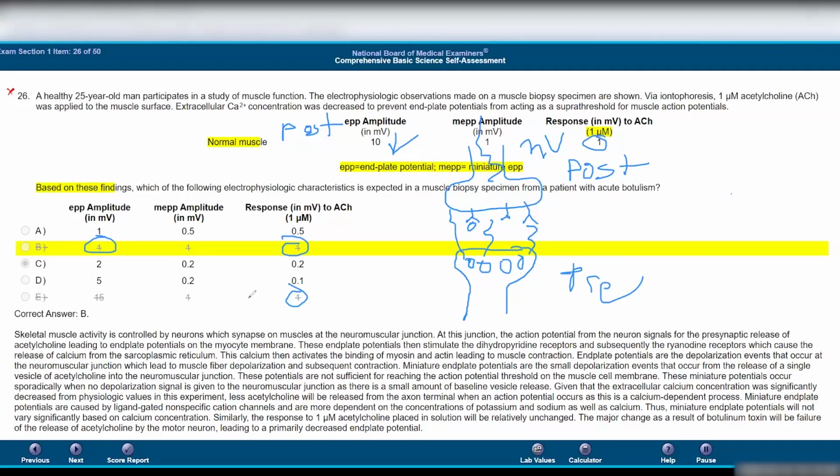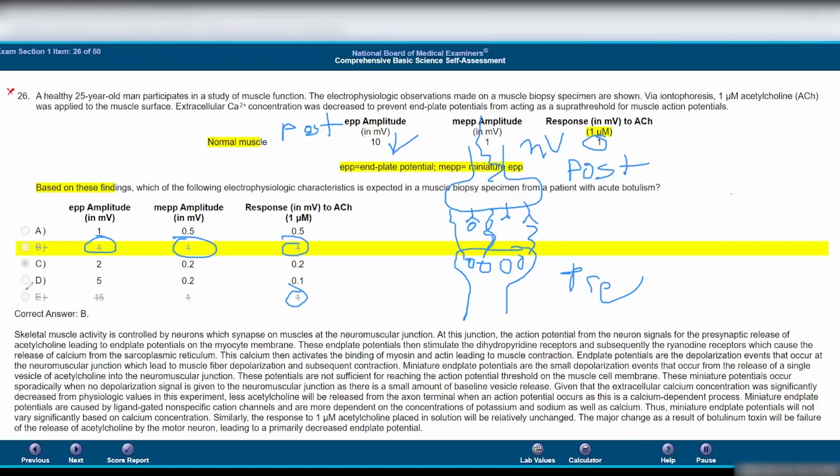So that's going to stay the same, because it's going to somewhat leak. Botulism is not going to prevent the release of all acetylcholine, but it's going to have this background noise, though not enough to create an action potential. So this should stay the same also. Does it make sense?